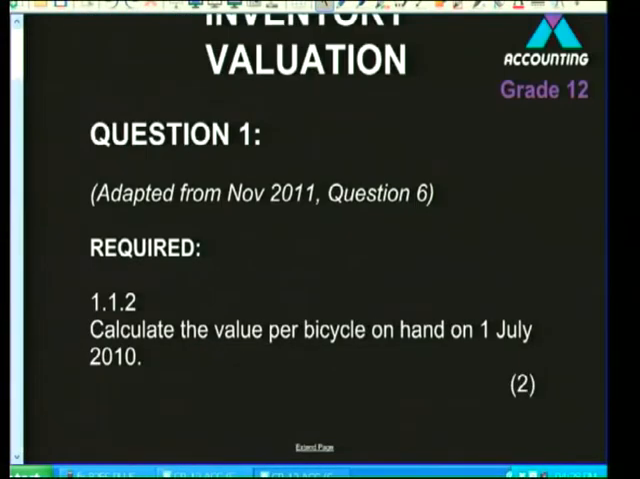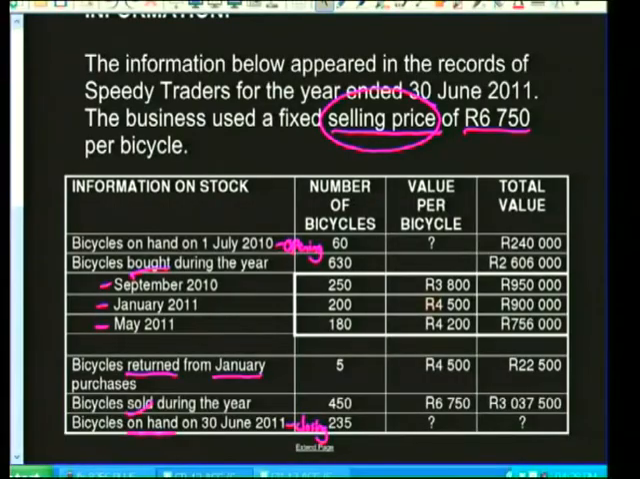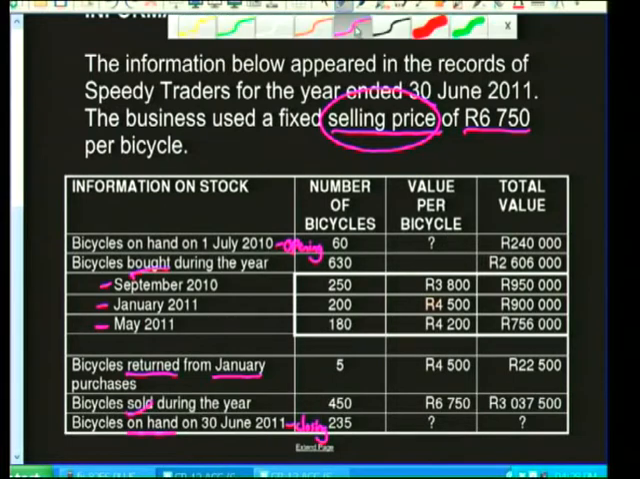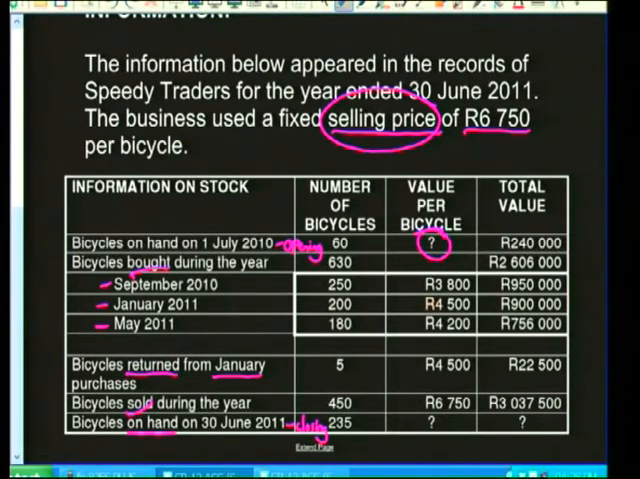The question is asking us to calculate the value per bicycle on hand on the 1st of July 2010. Make sure you look at the dates very, very carefully, because you don't want to make a mistake and calculate the value of the stock on hand on the 1st of July 2011 when the question is asking you to calculate the value of the stock on hand in 2010. So, if you look back at our information, what they're actually after is this question mark that I'm underlining or circling here. They want to know what is the value per bicycle.